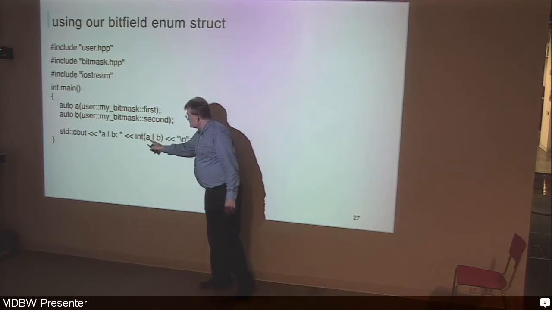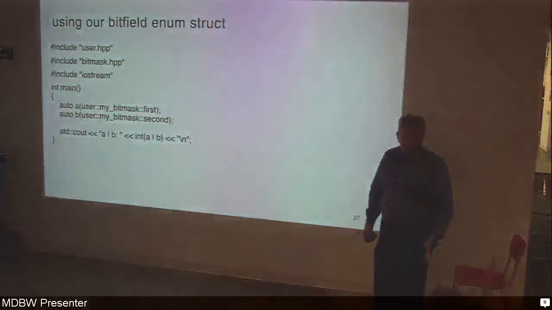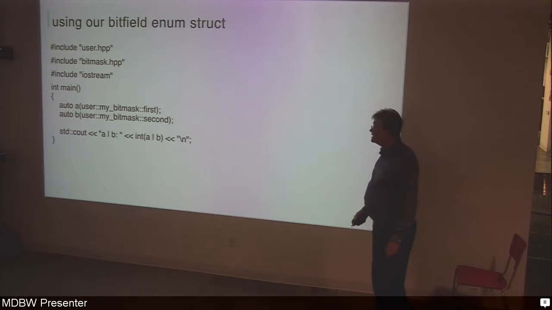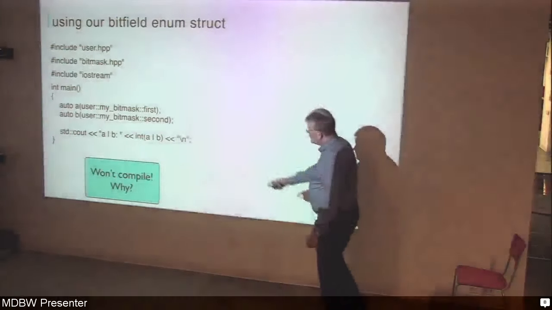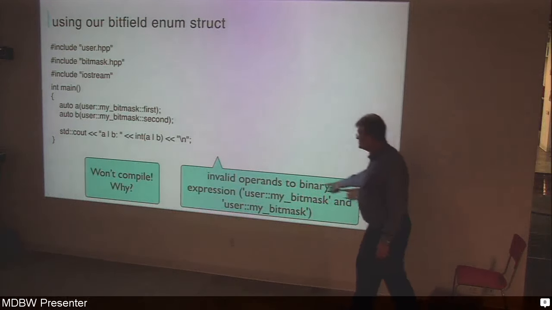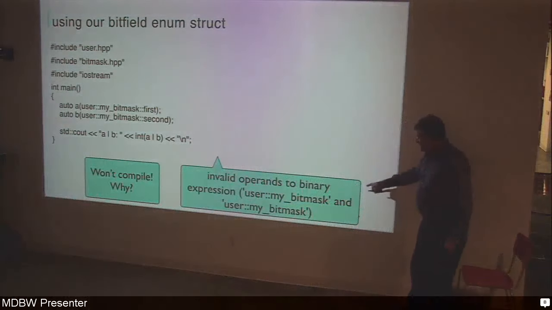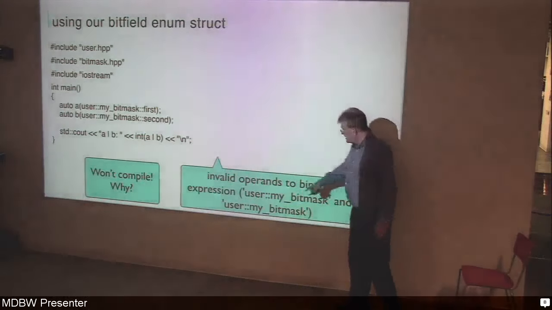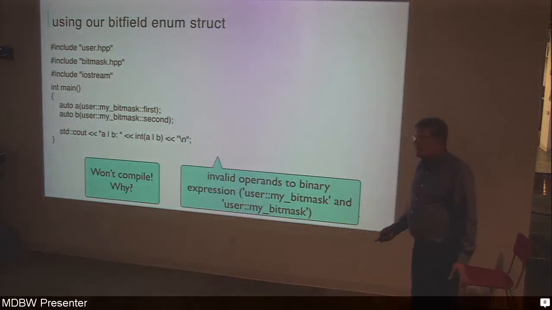But the question is, can I bitwise OR A and B with this code? You're saying no. Why? So it won't compile, and the reason it won't compile is that it's an invalid operation. There is no binary expression for my bitmask. And that's what we just went through all these hoops for, right? So how do we fix that?